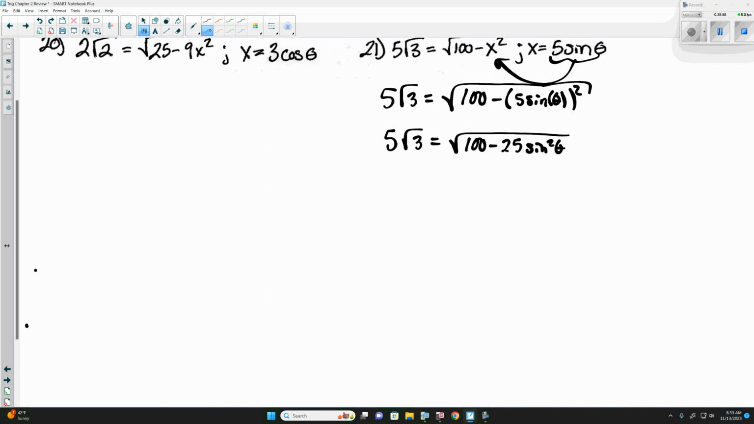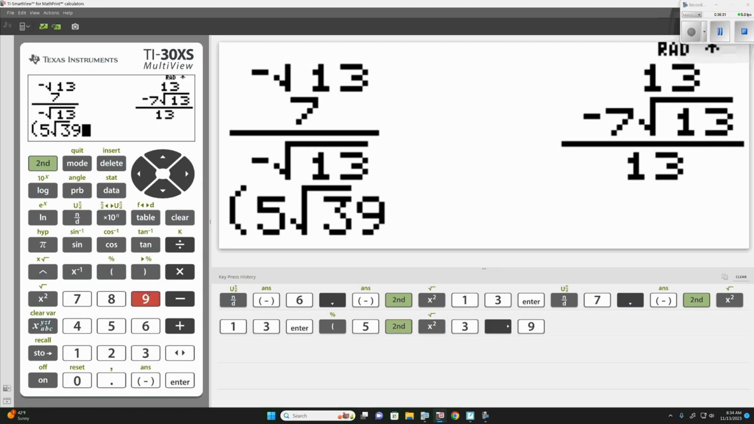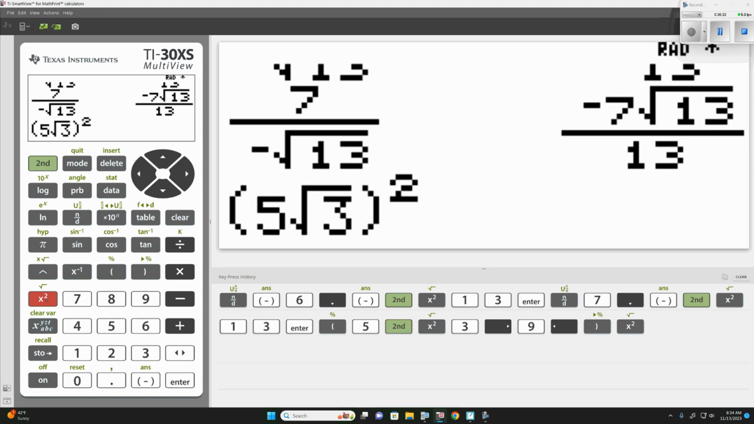Unfortunately, we can't simplify this. I mean, we can, but it'd be a little hard to try to simplify it out. But since we do have an equal sign, one thing we can do is square both sides. On the right-hand side, the square root and square would cancel, leaving us with 100 minus 25 sine squared of theta. On the other side, 5 squared times the square root of 3 squared is 75.